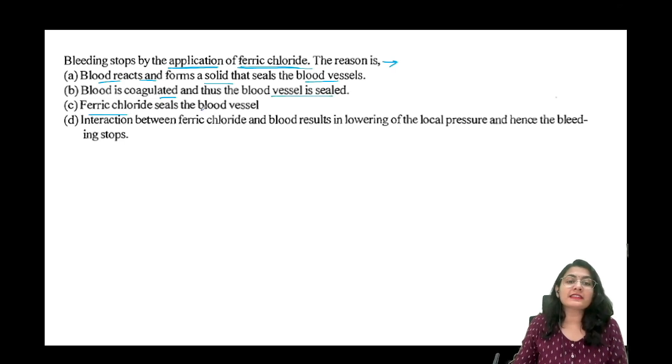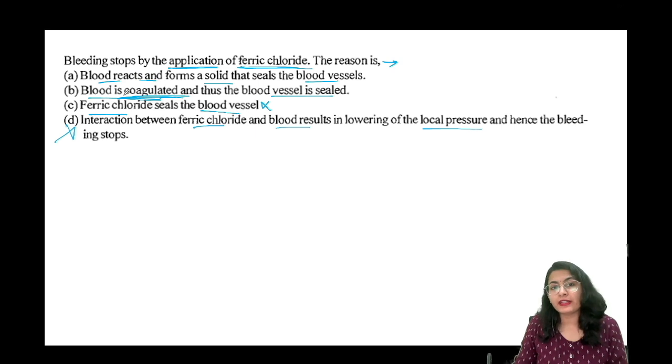Ferric chloride seals the blood vessel. It cannot directly seal the blood vessel. Interaction between ferric chloride and blood results in lowering of the local pressure and hence the bleeding stops. This is wrong. Actually, blood is coagulated.